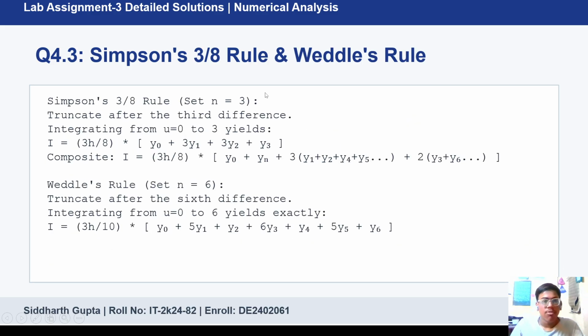If you put the value n is equal to 3, you will get Simpson's 3 by 8. If you put the value n is equal to 6, you will get Weddle's. So we have concluded our fourth question, where we needed to derive Simpson's 3 by 8, Weddle's, Simpson's 1 by 3, and trapezoidal using the general quadrature formula. So we have done this.